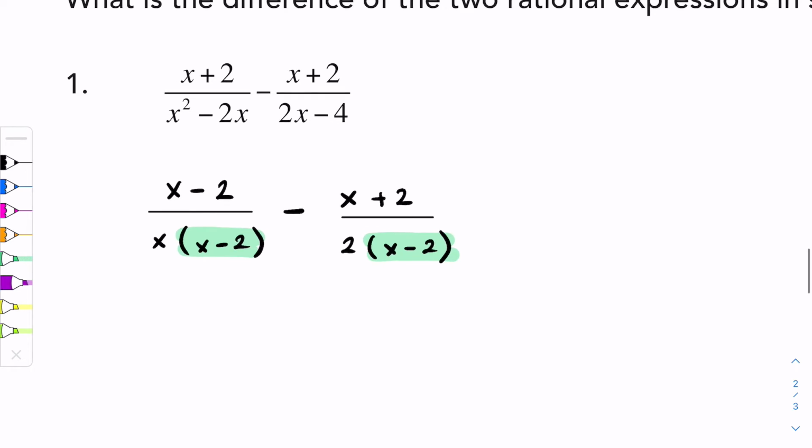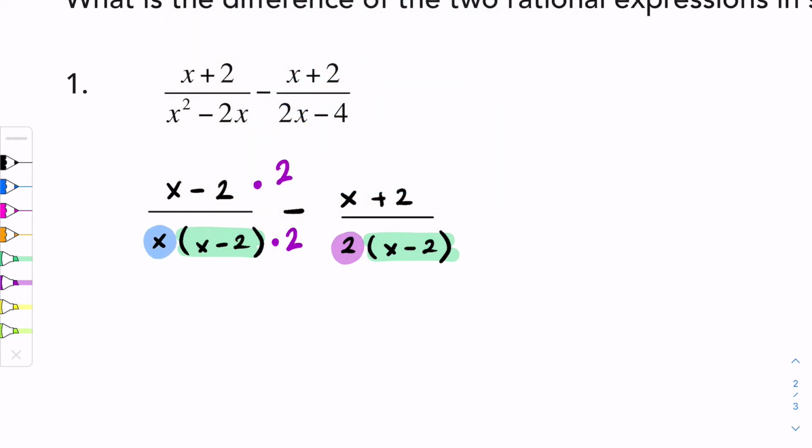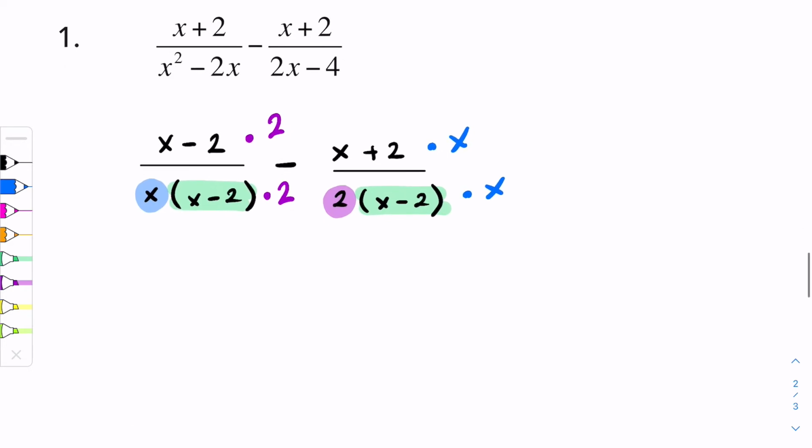The first denominator is missing a value of 2, so I'm going to multiply the first expression, both the top and bottom, by 2. The second expression is missing the x part of the denominator, so I multiply by x. When I do that, I do have to make sure I distribute my values throughout my numerators.